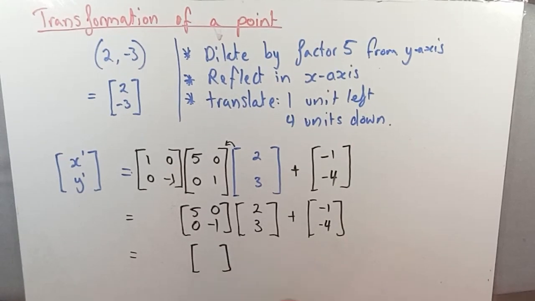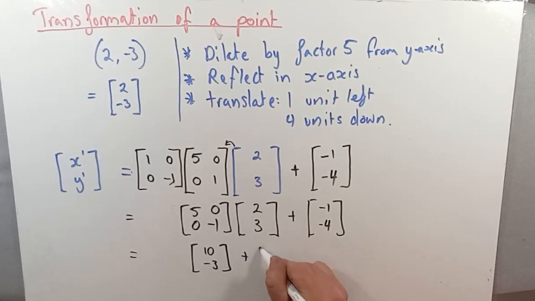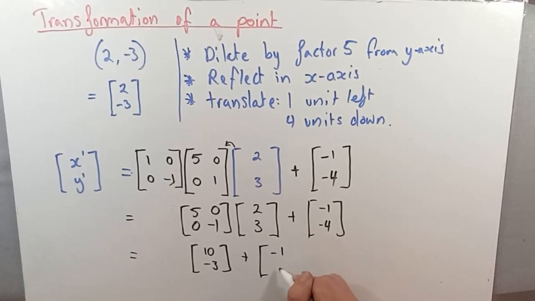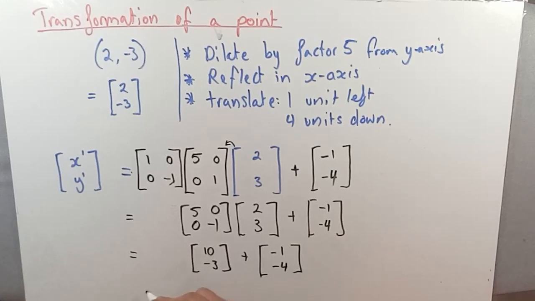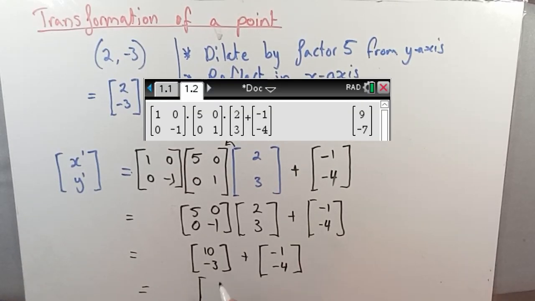I'm going to get a 2 by 1 matrix, all right? The rows from this one, the columns from this one. So I get 5 2s are 10, and that's it. And then I get 0 and -3. There we go. And I've still got this one to add on. And that gives me 10 minus 1 is 9, -3 minus 4 is -7. And that's it. Let me just check and make sure I got that right.